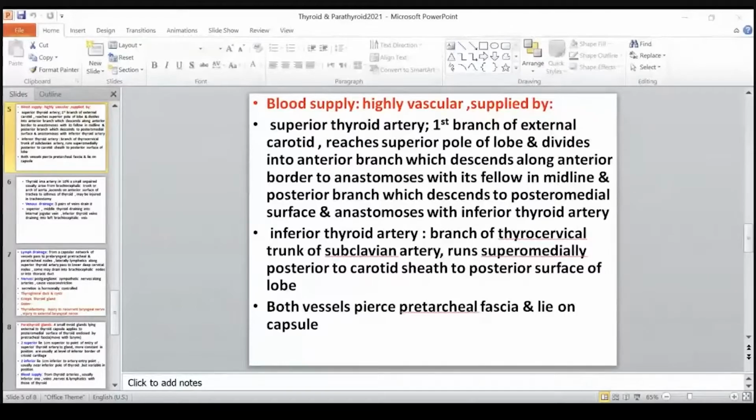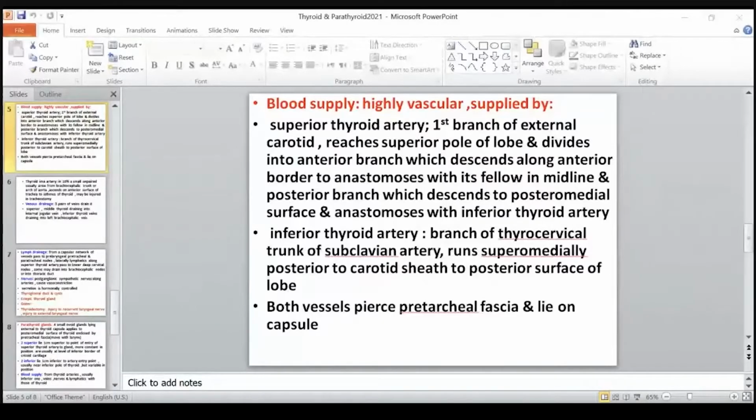The inferior thyroid artery is a branch of the thyrocervical trunk of the subclavian artery. It runs superomedially, posterior to the carotid sheath, and to the posterior surface of the lobe. The blood vessels pierce the pretracheal fascia and lie on the capsule of the gland.